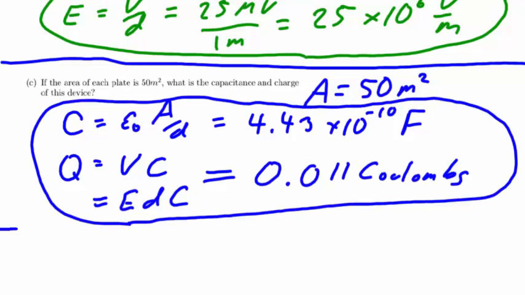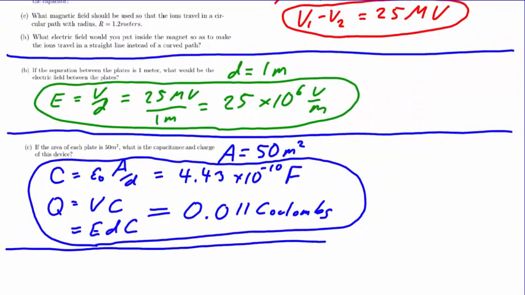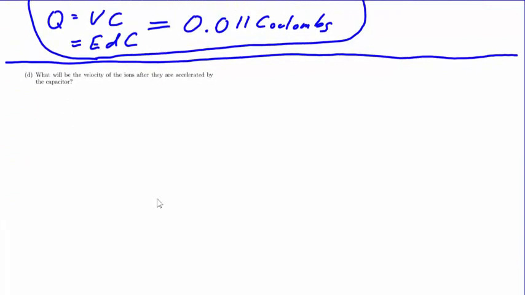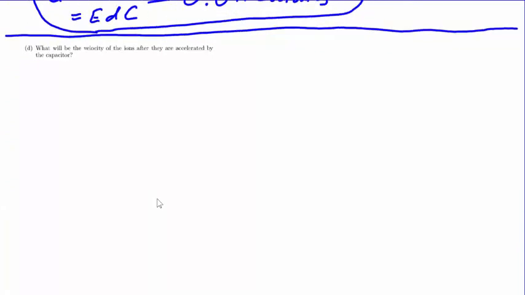This ends the analysis of the accelerator part of this problem, and now we're going to go on and solve for what happens in the magnetic field. Because magnetic force is a velocity-dependent force, the first thing we're going to ask is what is the velocity of the ions after they are accelerated by the capacitor. We recognize immediately that the information we're given is the kinetic energy of the ions after they exit the capacitor, and that value is 25 MeV.